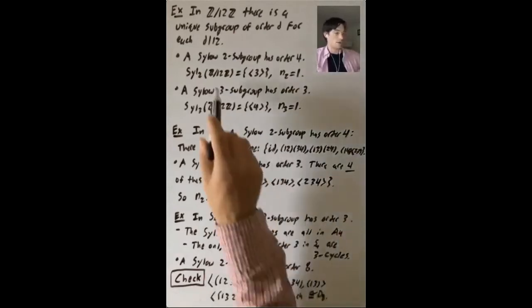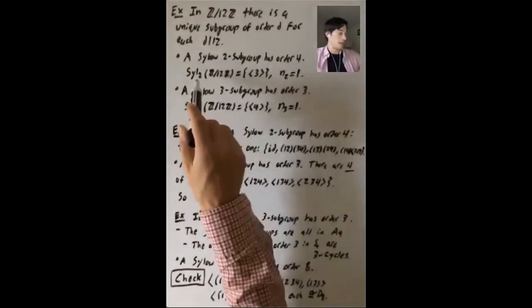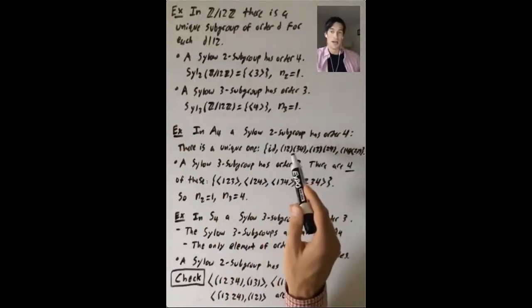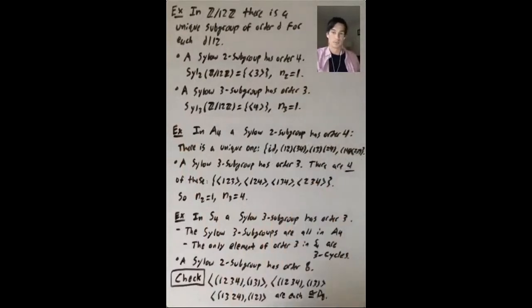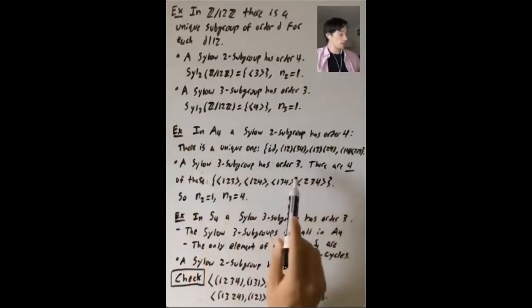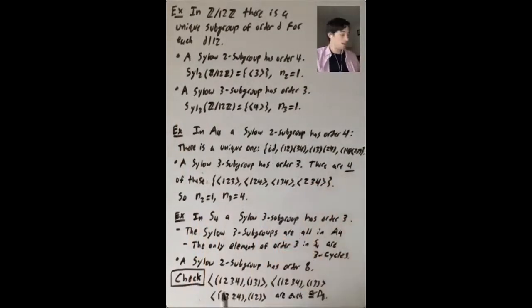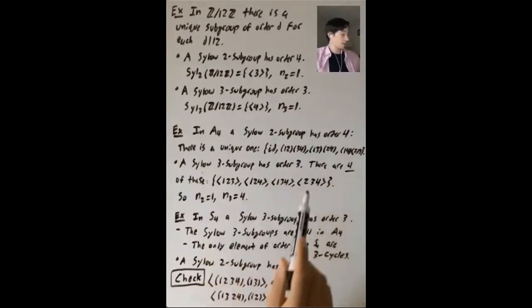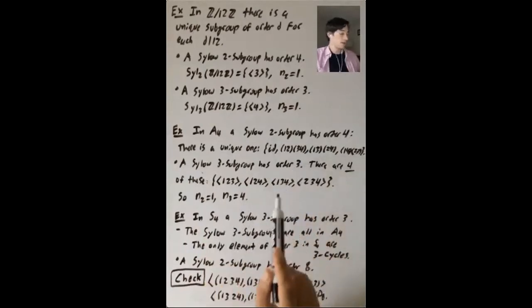Here I'm not writing it this way, but the set of Sylow 2-subgroups consists of this one subgroup of order 4, and N2 equals 1. A Sylow 3-subgroup has order 3, and there are now 4 of these. Each one is cyclic, since they have order 3. They have to be cyclic.